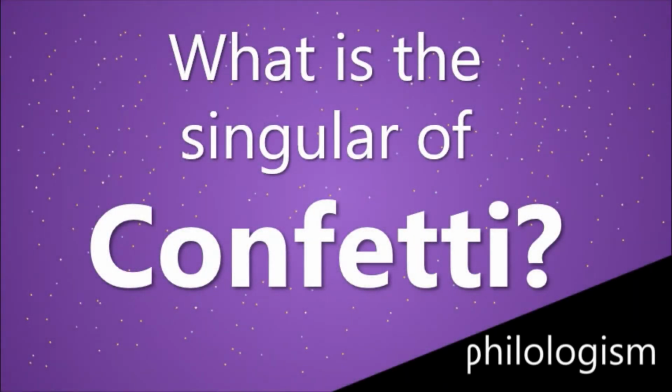The small bits of paper or material thrown in the air as part of a celebration are called confetti. But what do you call just one of them? In this video, we'll look at where the word confetti comes from, explain the singular, and see how it's closely related to an English word that may surprise you.